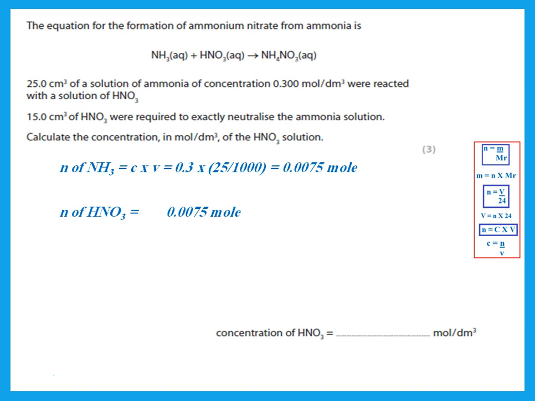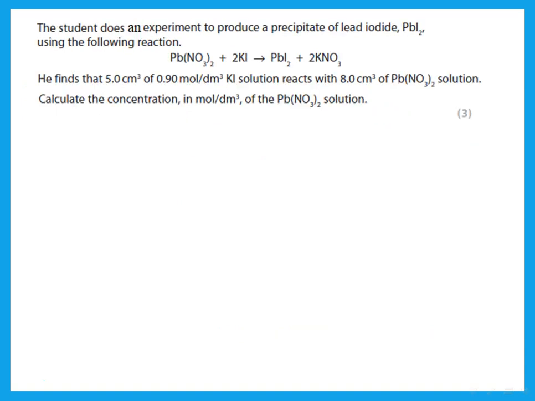Then he's asking to calculate what? Calculate concentration. Concentration is number of moles over volume. Again, the volume, he said 15 centimeter cubed of nitric acid, so I divided by 1,000 before I put it in, and I get the concentration of the acid.